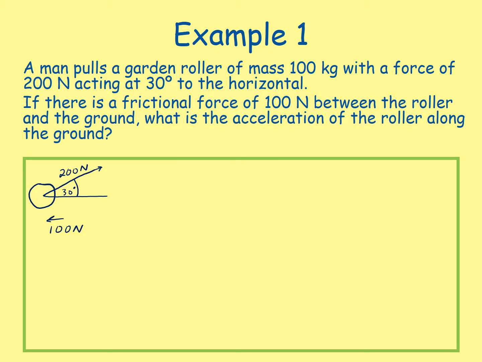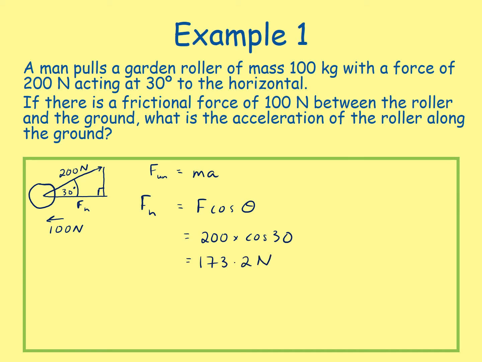We want to find out the acceleration of the roller along the ground. We know that we can use our unbalanced force is equal to mass times acceleration to find acceleration, but we don't have our overall unbalanced force. We need to find the horizontal component of this 200 Newton force. So remember, we can make a right angled triangle just here, and we want to find FH just here. Remembering back, FH is equal to F cos of theta, so we can plug these numbers in. We've got 200 times by cos of 30, which is equal to 173.2 newtons.